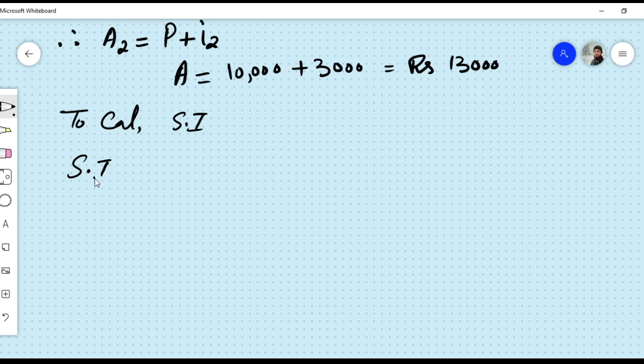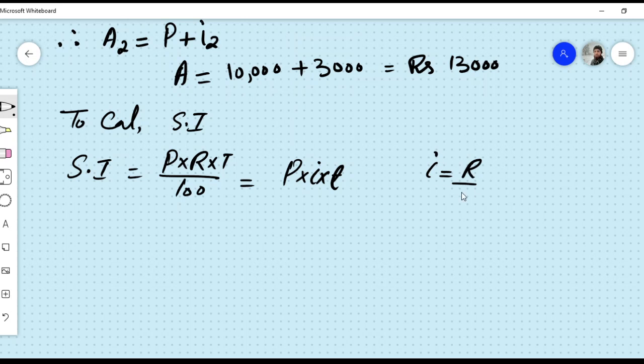Simple interest will be equivalent to principal into rate into time divided by 100, or you can say principal into I into T, where I is the interest rate, and here I have just written P into I into T by 100 because I is in percentage, and we know percentage can be converted into hundredths. That is why I am using this. So it is not a big issue.